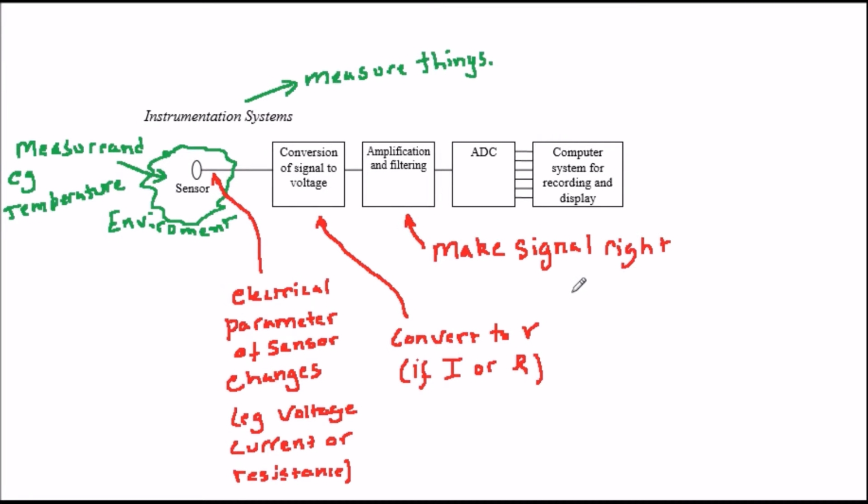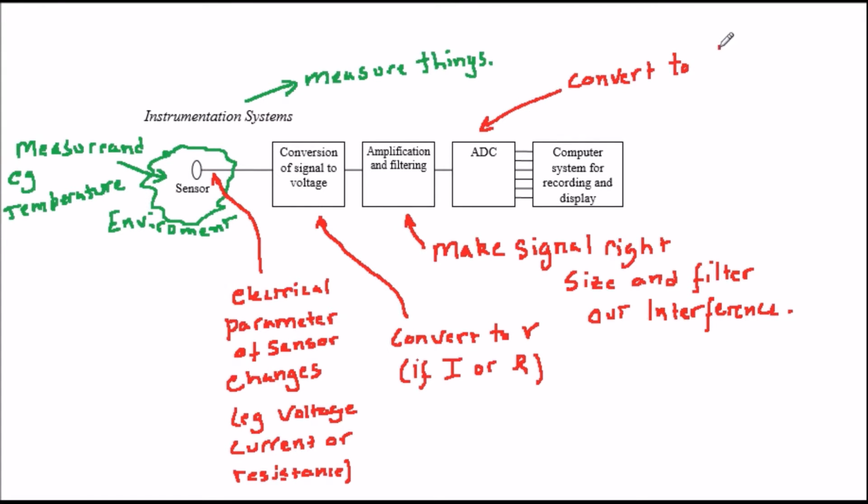Next, the signal is sized correctly for the rest of the circuit by an amplifier. Usually this means making it larger. After amplification, any unwanted interference or noise in the signal is filtered out. The analog to digital converter then converts the signal into a binary form for processing by a computer.